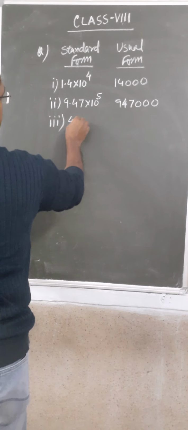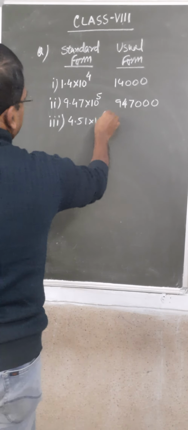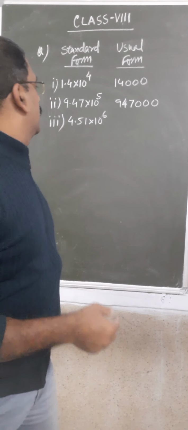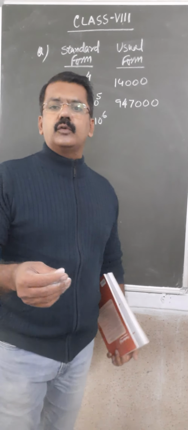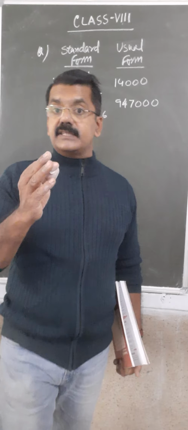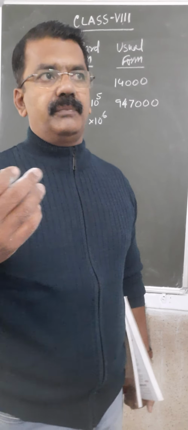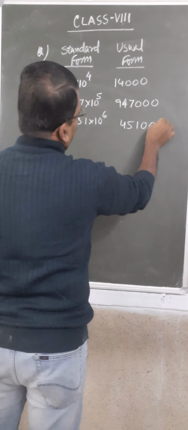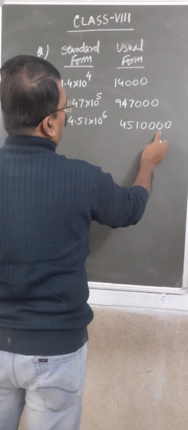Now, third, 4.51 into 10 to the power 6. Now once again you see this is in the standard form because 4.51 definitely lies between 1 and 10 into 10 to the power 6. Now we have to convert it into usual form, means we have to remove that 10 to the power 6. Now as the power of 10 is 6, so that decimal should be shifted 6 places towards right. So it will be 451,000. See, the decimal was initially here 1, 2, 3, 4, 5, 6.